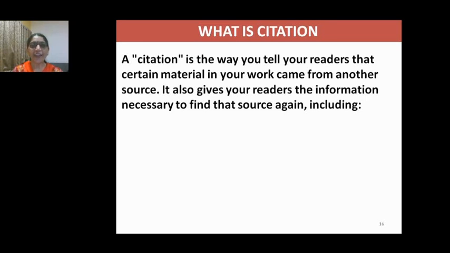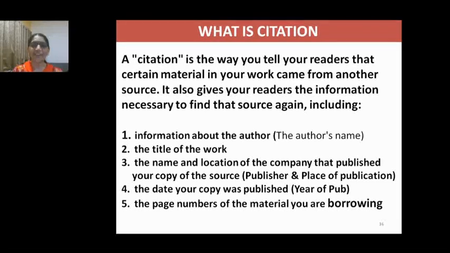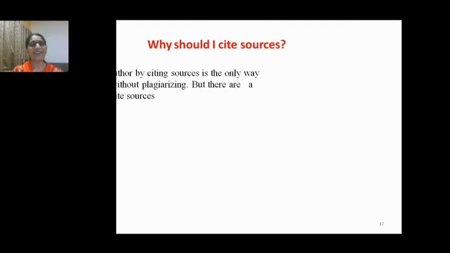A citation is the way you tell your readers that certain material in your work came from another source. It also gives your readers the information necessary to find that source again. It includes information about the author, that is the author's name, the title of the work, the name and location of the company that published your copy of the source, maybe the publisher and the place of publication, and also you have to give the date of the published copy, that is your publication, the page numbers of material you have borrowed.